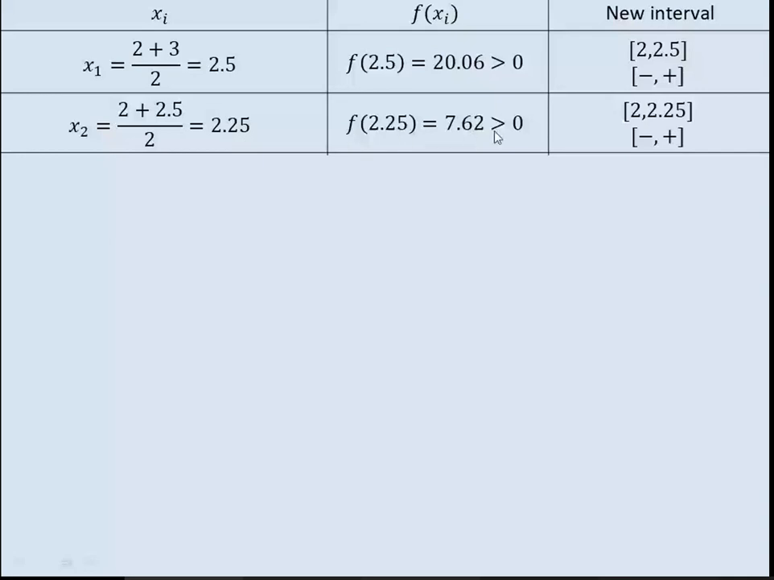And this is positive. Now for 2.5 it is positive, for 2 it is negative. This is positive. So we cannot have the interval between these positive values. It must be between this negative value and this positive value. And this positive value is at 2.25. So the new interval will be this negative 2 and positive at 2.25. So 2 and 2.25 will be the new interval. Now find the midpoint of these two.